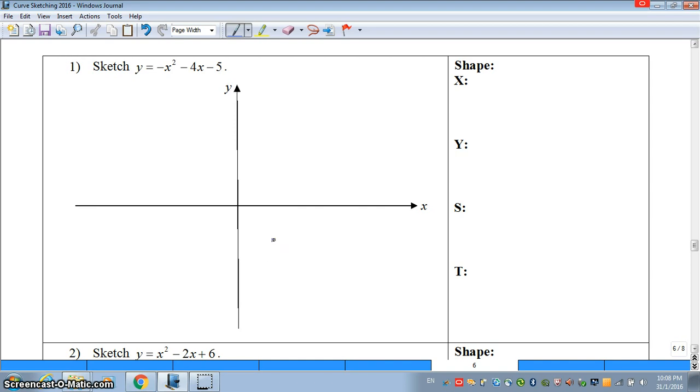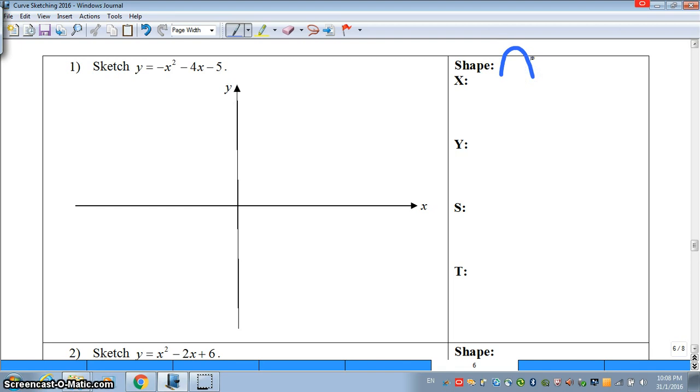Hi everybody, let's refer to page 6 of your curve sketching notes. Look at this example 1: y is equal to negative x squared minus 4x minus 5. Let us do our basic steps before we do our curve sketching. Okay, the shape of the curve. N shape.